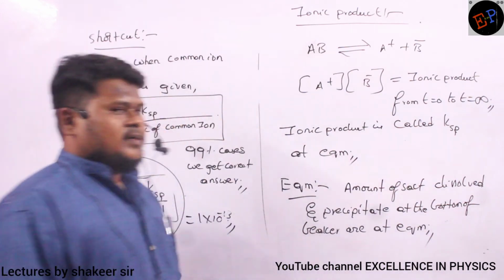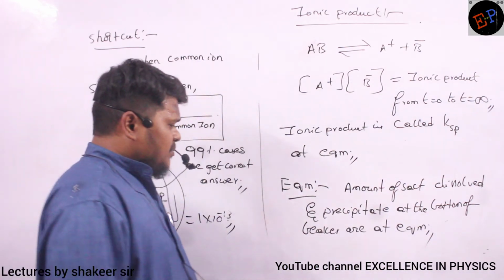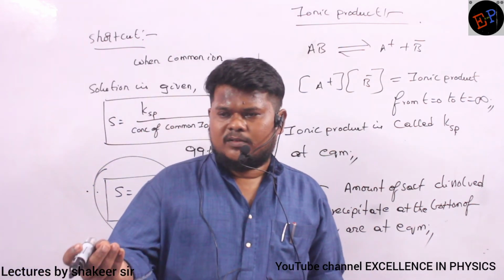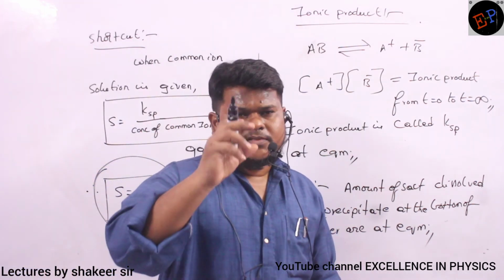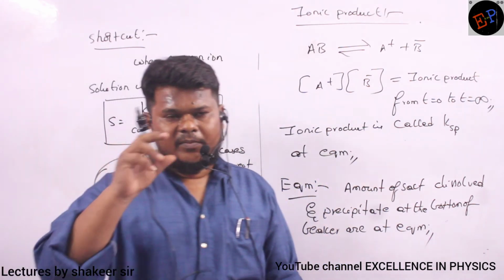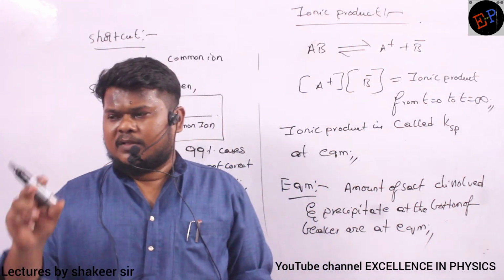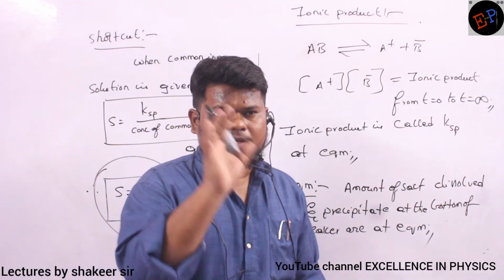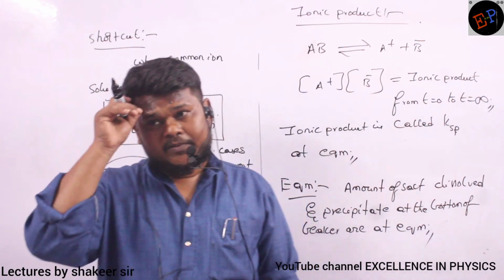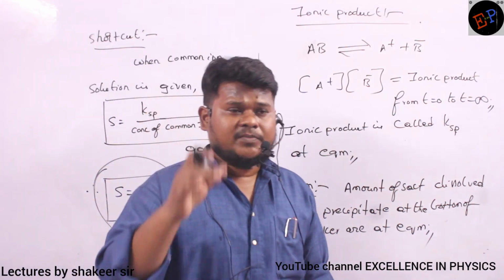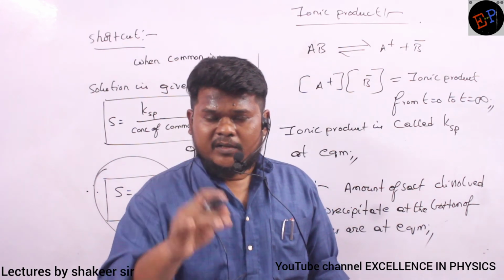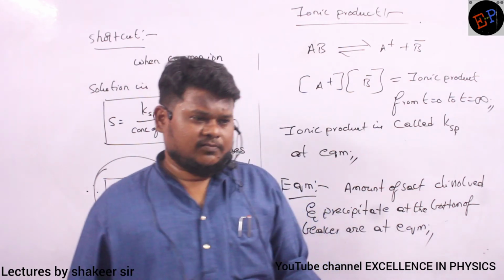Okay? See, for example, if you take water and consider that it can dissolve only 1 gram of salt. I am taking a particular amount of water. This water can dissolve only 1 gram of salt. But if I put 2 grams of salt, what will happen? 1 gram will be dissolved and 1 gram will go to the bottom and it will precipitate, no?